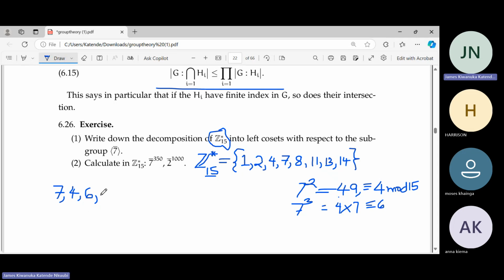So you can keep doing this. 6 times 7 is 42, and modulo 15, this will be what? Six should not be there. Something is not right. 6 is not co-prime to 15. So I've made a mistake. 4 times 7 is 28. I was working it out as 21. So 28 will give us what? 13, right? 13. Yes.